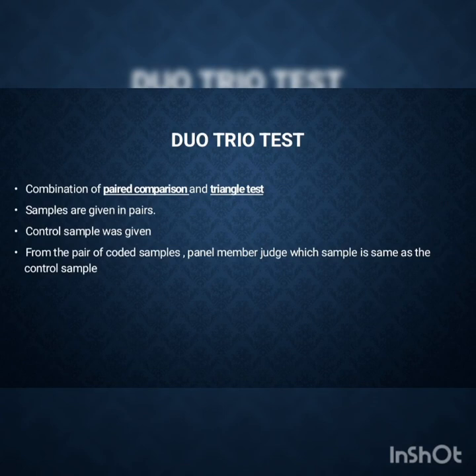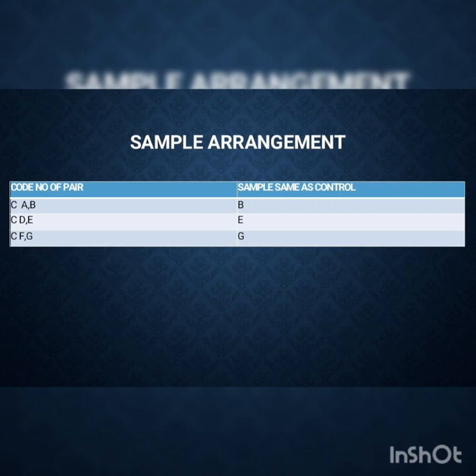Then the next test, trio test. It is the combination of both paired comparison and triangle test. Here the samples are given in pair and a control sample is also given. From the pair of coded samples, the panel member judges which sample is same as the control sample. So here in the sample arrangement, code C indicates the control, and AB is the food sample, DE is the food sample, FG is the food sample. The panel member wants to check which sample is same as the control.